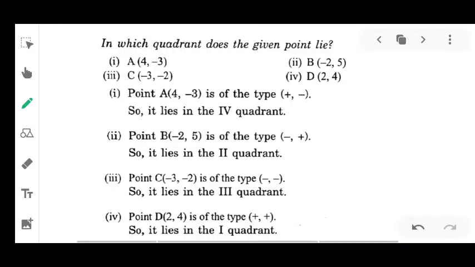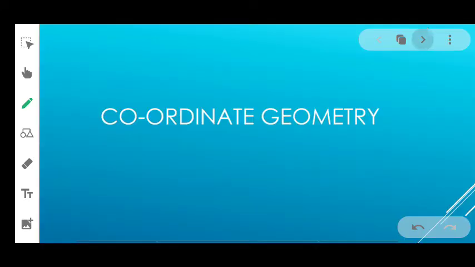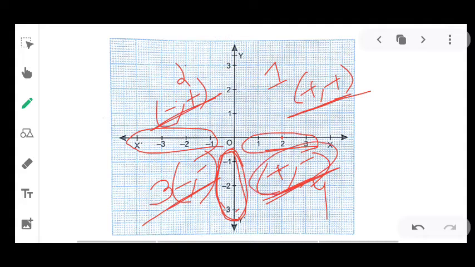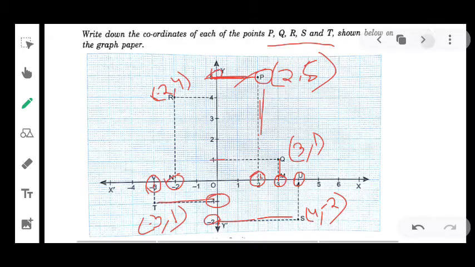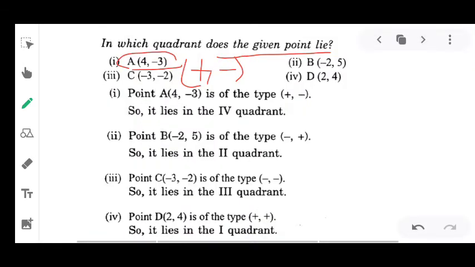Now, in the question, in which quadrant does the given point lie? The first question is a, 4 comma minus 3. So 4 comma minus 3, 4 is a positive integer and minus 3 is negative. So plus minus. Plus minus means this point will lie in the fourth quadrant.